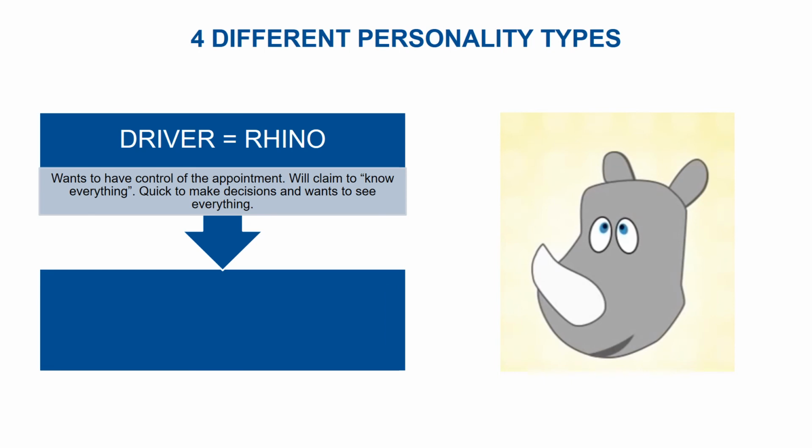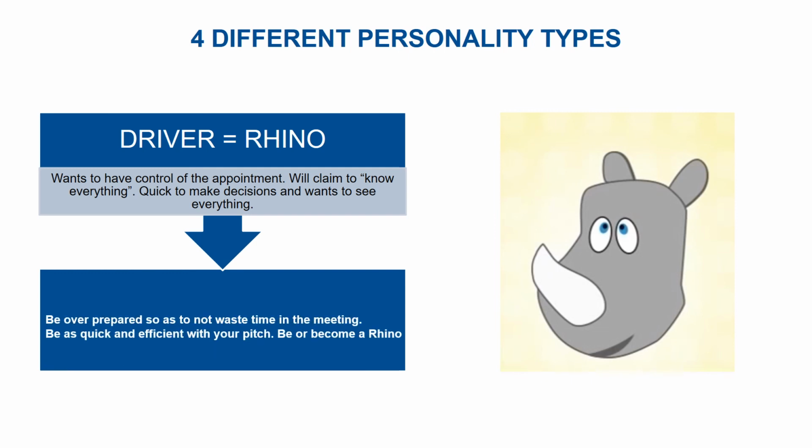The most difficult personality of all, the driver, also known as the Rhino. This type of personality wants to have control of the appointment. They will claim to know everything. They're quick to make decisions and want to see everything before they actually make a decision. Pretty tough. So how do we connect with them?